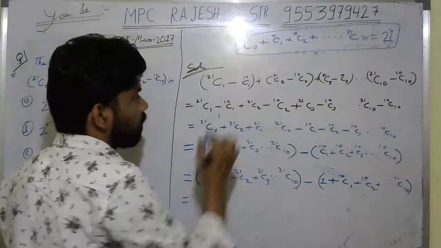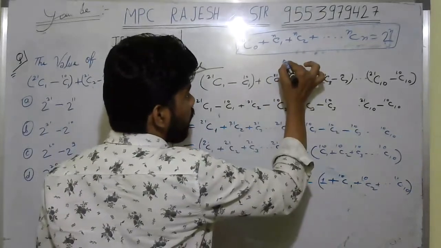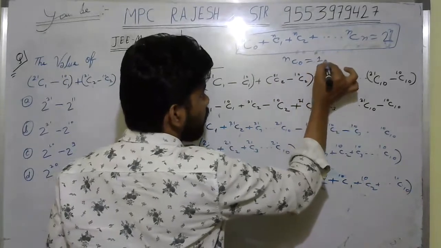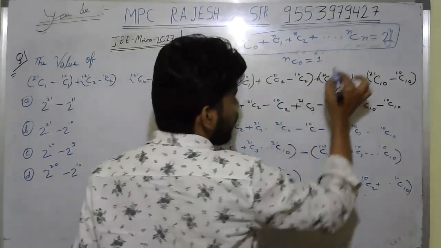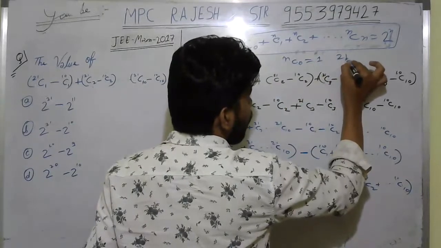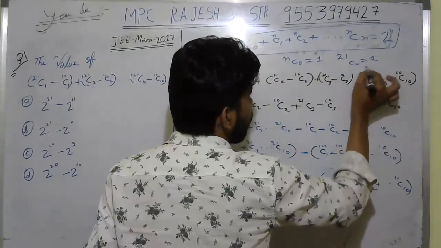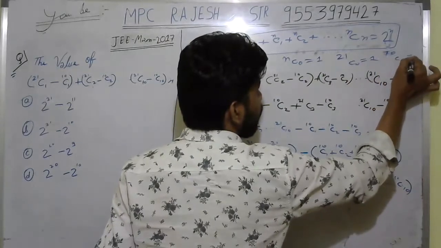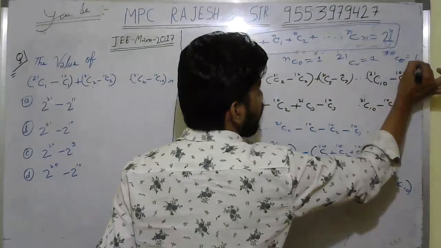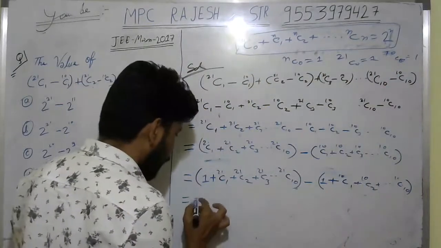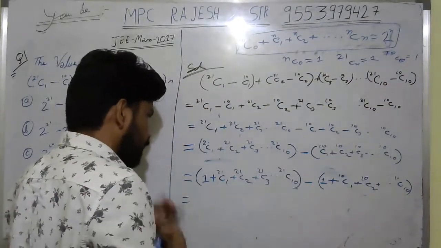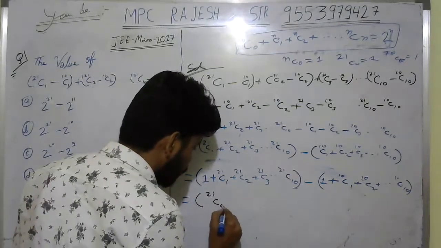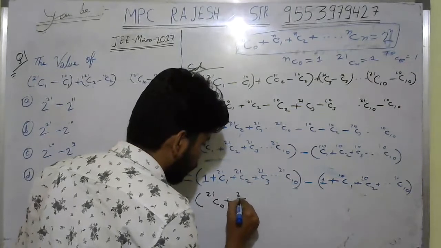Just before we said nC0 is equal to 1. So you can write here that 21C0 also comes as 1, and 10C0 also will be 1. In place of this 1, we are going to write 21C0 plus C(21,1).